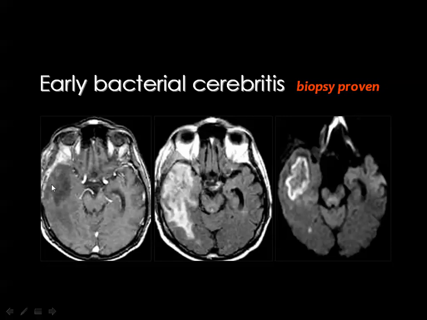And this is the post-contrast T1 weighted image. This is the FLAIR image, and this is the diffusion image. Because inflammation usually shows restricted diffusion, and you can see the restricted diffusion here.